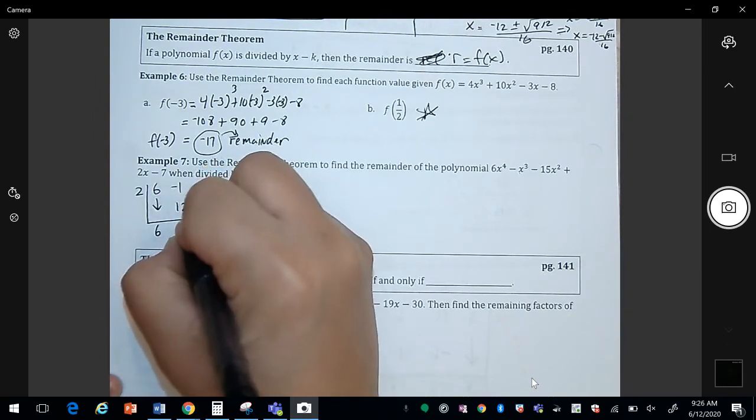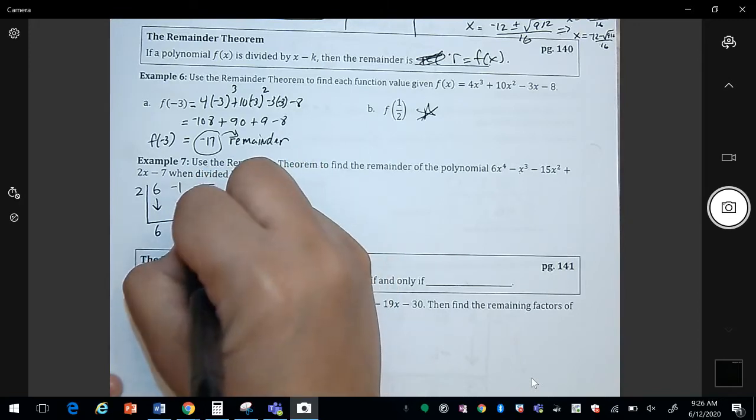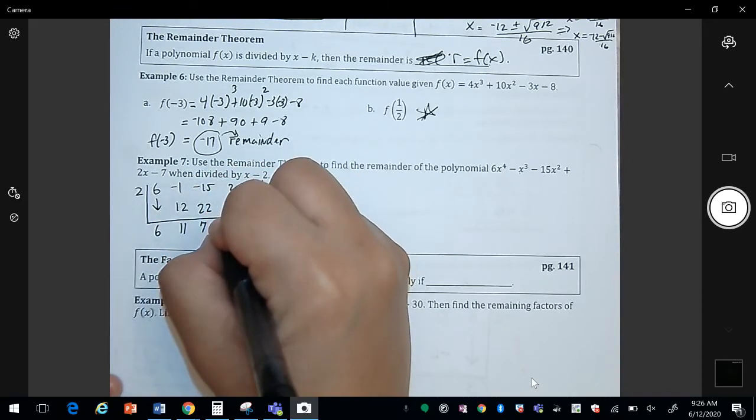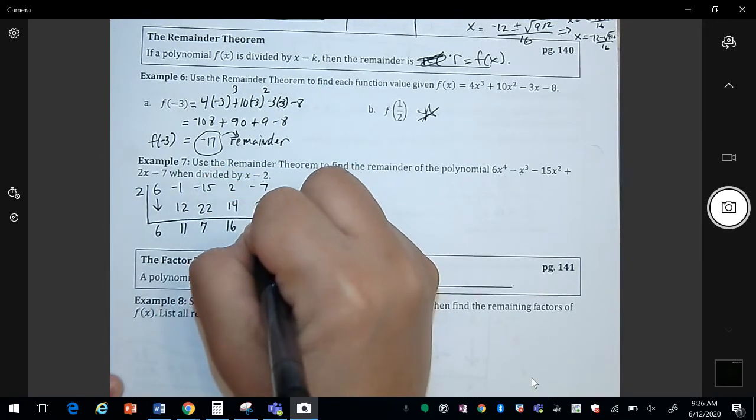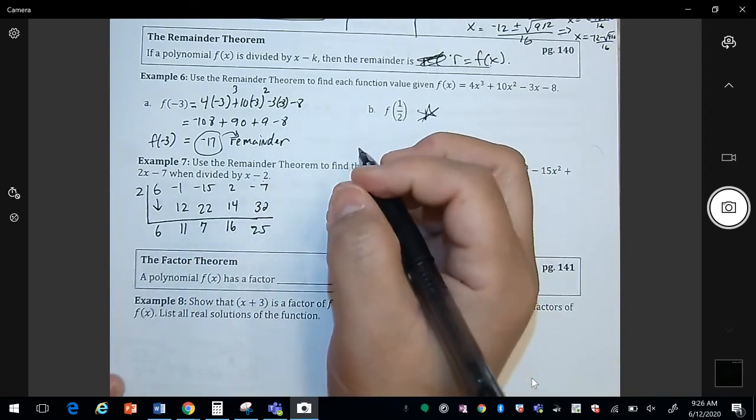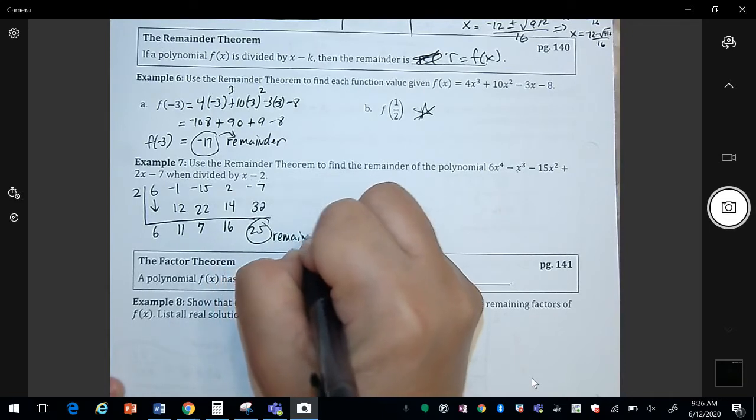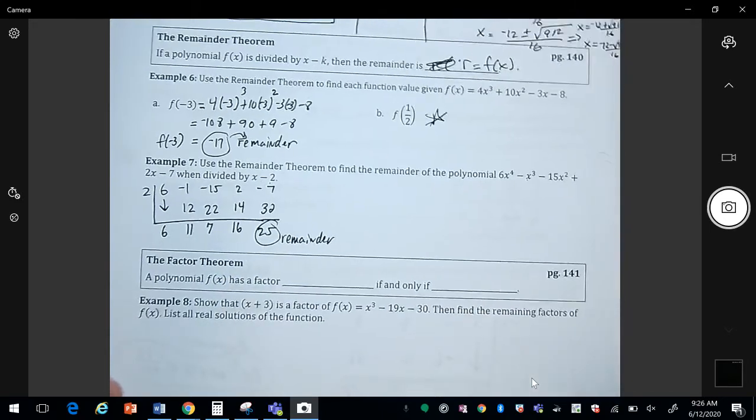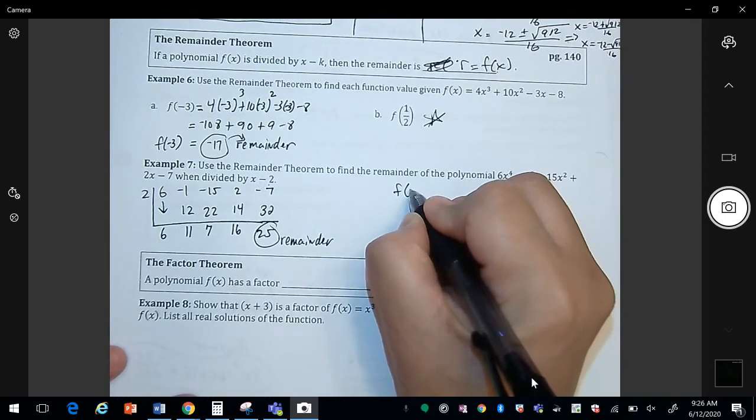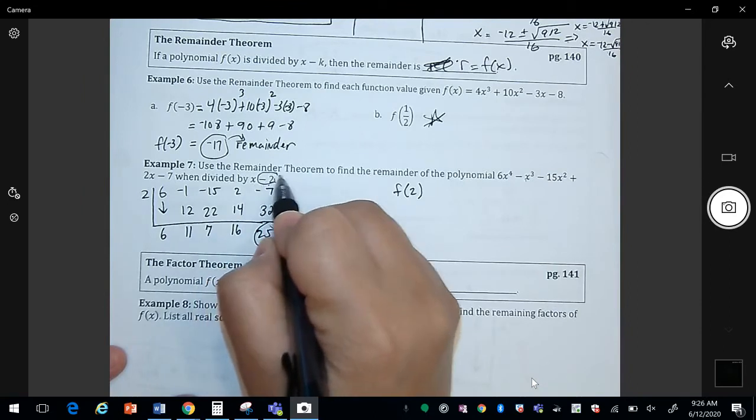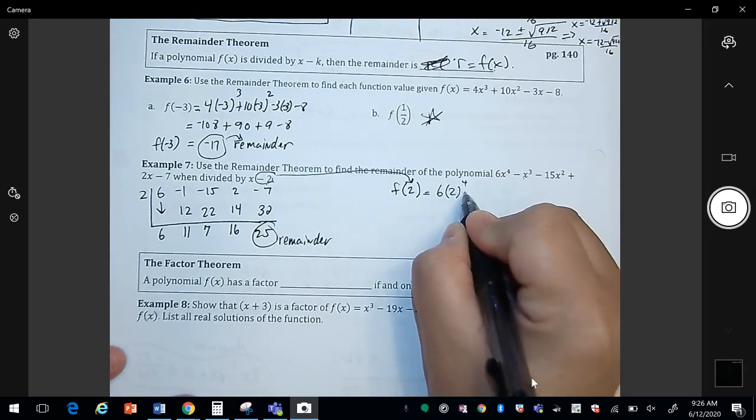6 times 2 is 12, plus -1 is 11, times 2 is 22, plus -15 is 7. 7 times 2 is 14, plus 2 is 16, times 2 is 32, minus 7 is 25. And so my remainder is 25. So that's one way to find the remainder. The other way is to go ahead and do the following. So for the minus 2, that's going to be our k. So we're going to plug it in for all the x's.